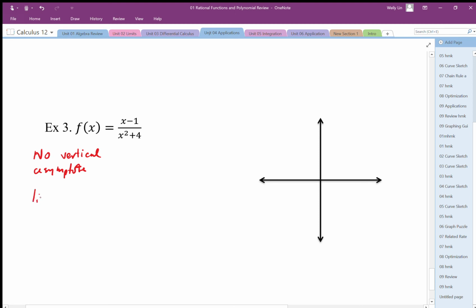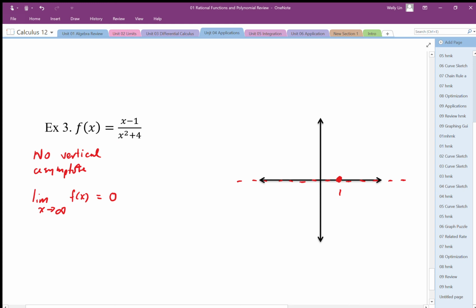So the limit as x goes to infinity of f of x. We know the denominator is bigger, so it's going to tend towards 0. In fact, the same is true as it goes to -infinity. So we know there's a horizontal asymptote here. So that's the endpoint behavior. What about zeros? Well, if I look at the numerator, it gives me a 0 at 1. Okay, so I know it crosses the x-axis there.